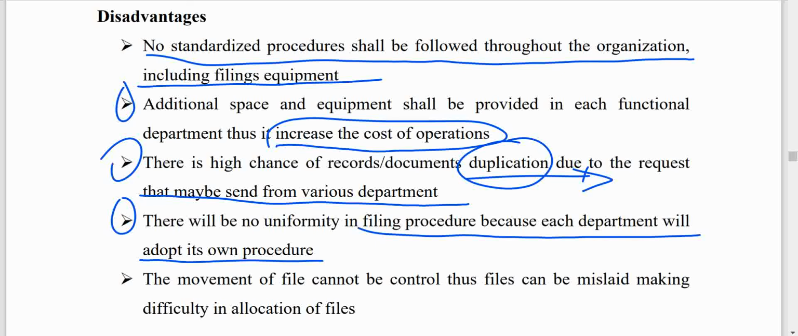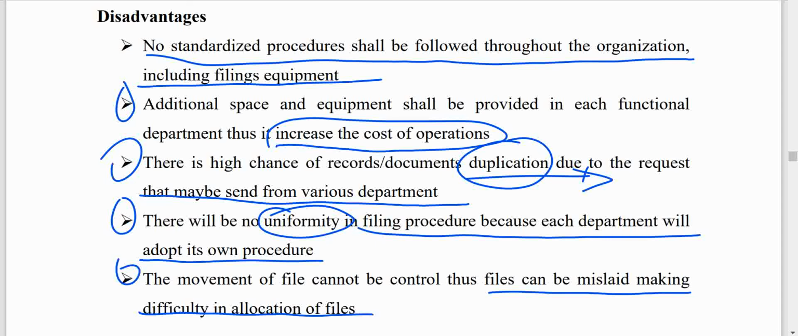A procedure of, let's say, filing, and the filing method and identification methods: people will choose different things, so there will be no uniformity in that context. The next is that the movement of the file cannot be controlled. Therefore, files can be mislaid, making it difficult to locate files.